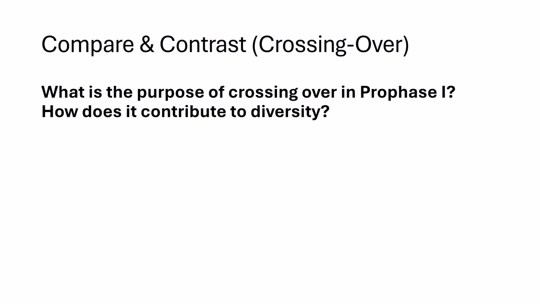During prophase 1, homologous chromosomes pair and exchange segments of DNA. Think about what happens to gene combinations when pieces of chromatids are swapped. How does this process create new combinations that were not present in either parent? Pause the video and explain how crossing over increases genetic variation.